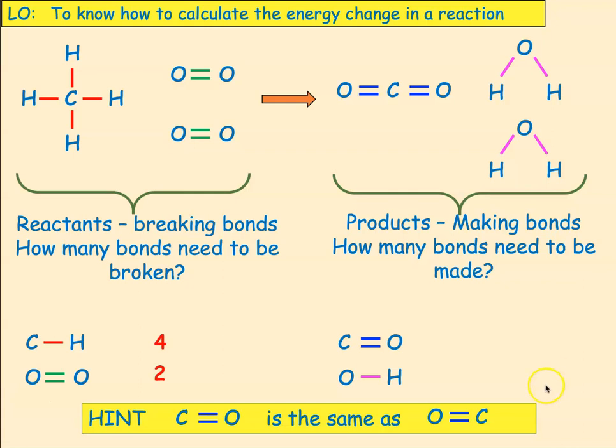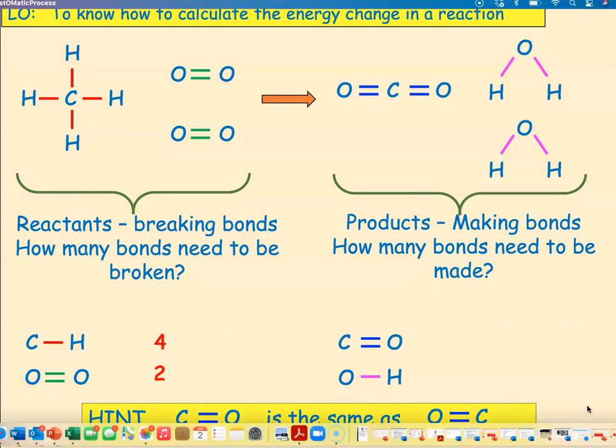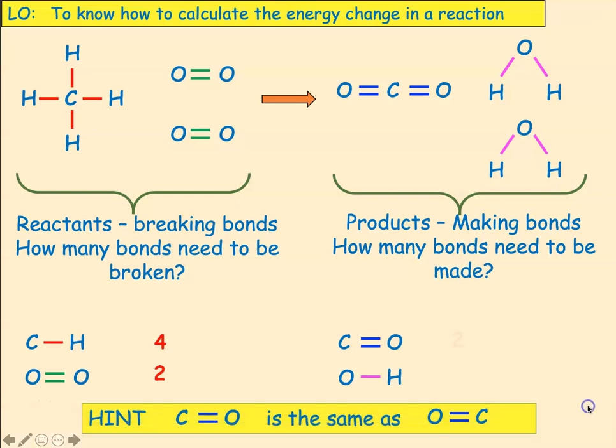Okay, so in the products, how many C double bond O bonds need to be made? How many of those have to be made? And how many OH or HO bonds need to be made? Pause the video now and count. Okay, there are 2 C double bond O bonds that need to be made, this one and this one, and there are 4 OH bonds, 1, 2, 3, 4.